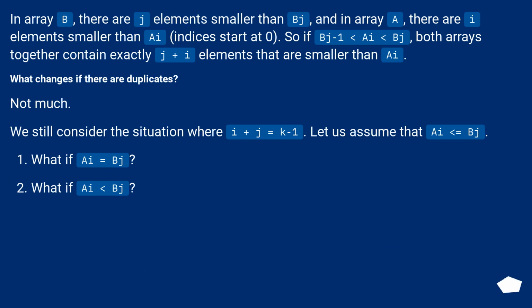What changes if there are duplicates? Not much. We still consider the situation where i plus j equals k-1. Let us assume that ai is lower than or equal to bj. What if ai equals bj? What if ai is lower than bj?